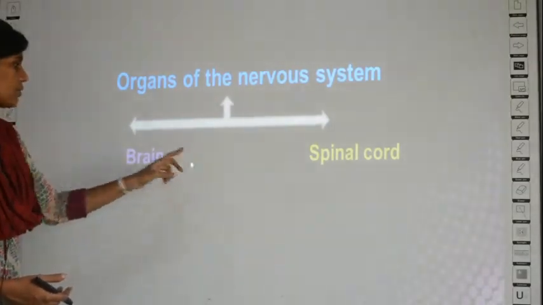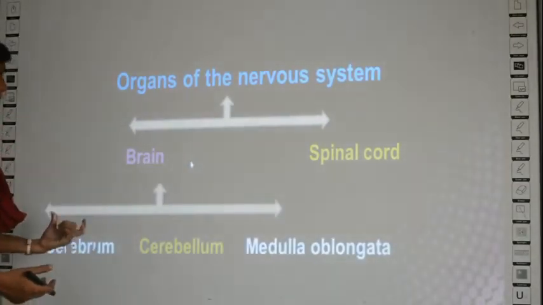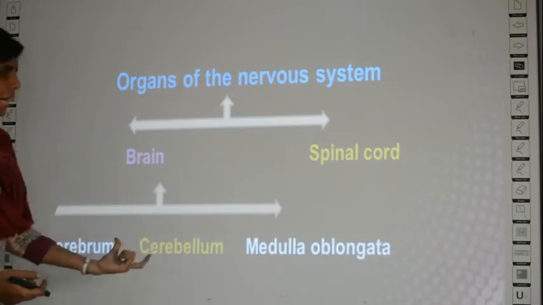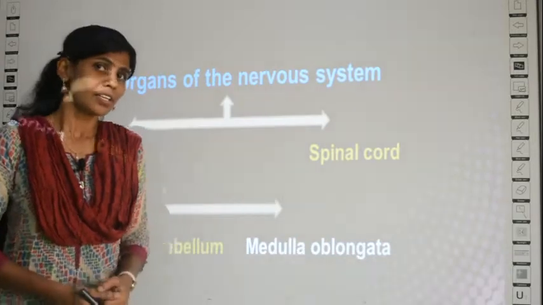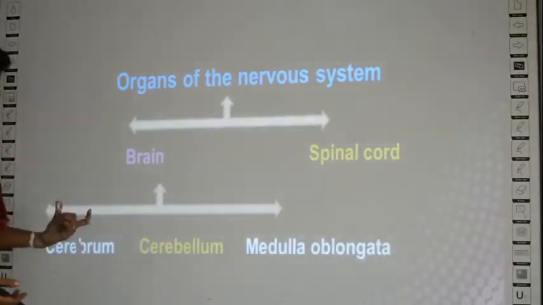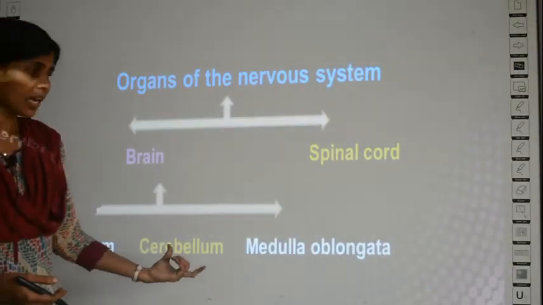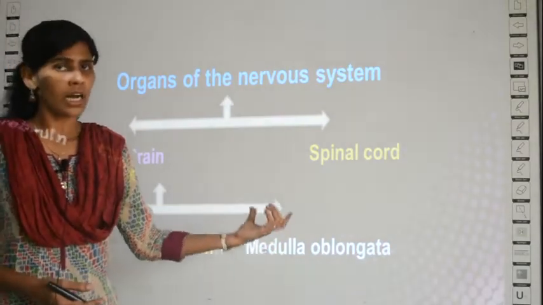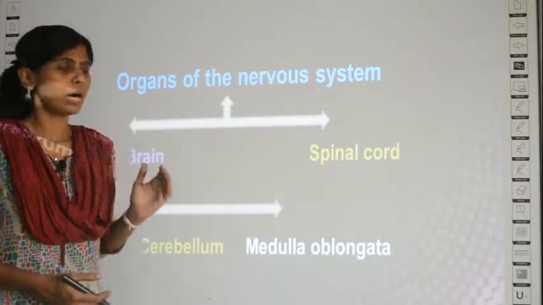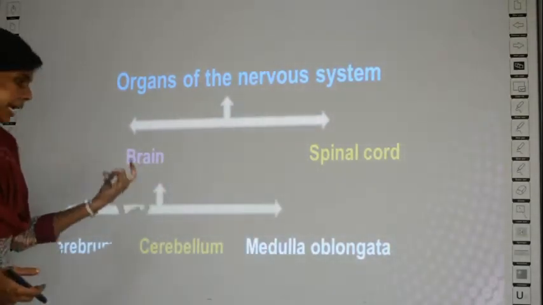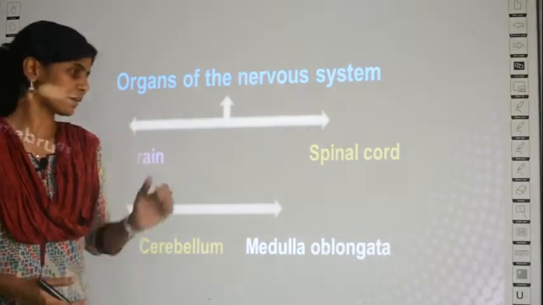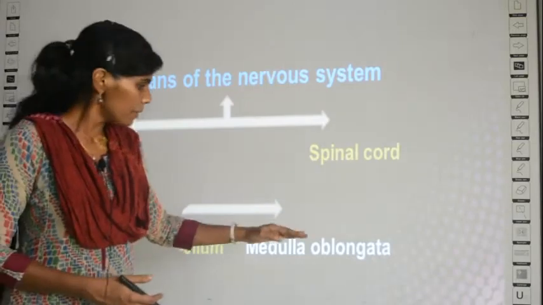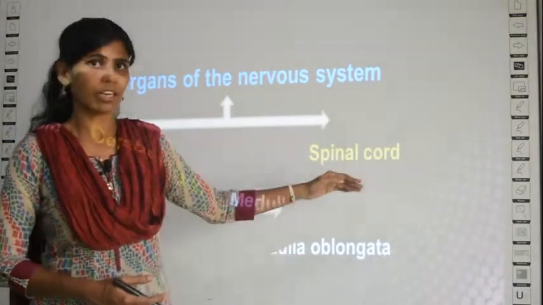This brain is divided into three parts called cerebrum, cerebellum and medulla oblongata, right? So what are the three parts of the brain? Cerebrum, cerebellum and medulla oblongata. So about cerebrum and cerebellum we have already studied in our previous class, but we have not yet completed medulla oblongata and spinal cord, right?